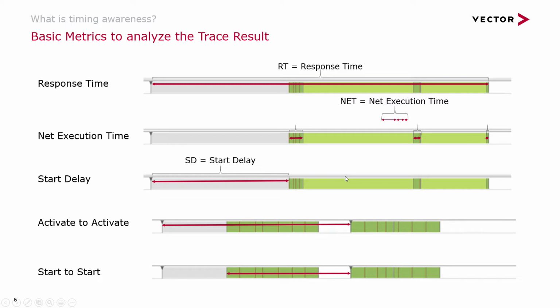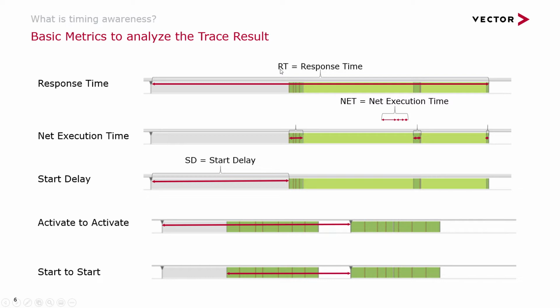For example, if we have a 1 millisecond periodic task and its response time is at 1.2 milliseconds, this would give us an indication that there's definitely something wrong, because the periodic task would be activated again after 1 millisecond, but it only finishes after 1.2. So there's definitely a problem with that.